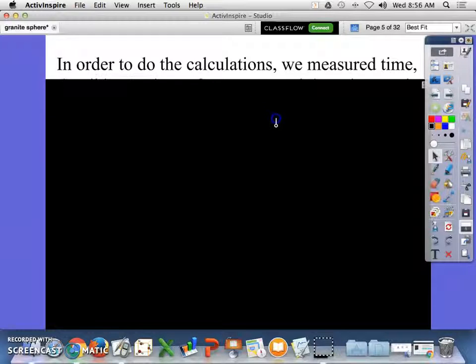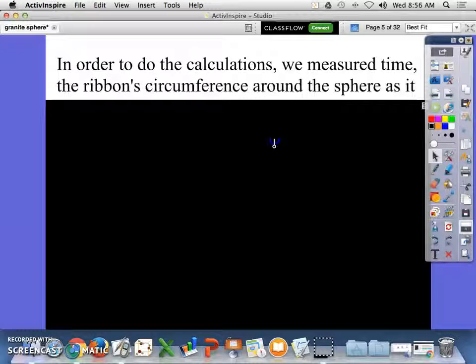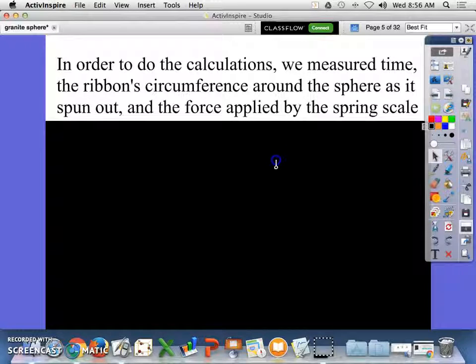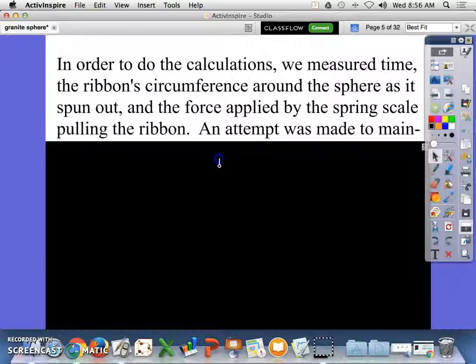In order to do the calculations, we measured time, the ribbon circumference around the sphere as it spun out, and if you have the opportunity to do this lab with a similar sculpture somewhere, use ribbon. String, you'll have a terrible time getting it to stay on. We came across ribbon by accident by forgetting the string or getting a string that was too short. Ribbon works much better. So time, the sphere circumference as measured with a ribbon, and the force applied with a spring scale. That's a little tricky, but we'll talk our way through that.